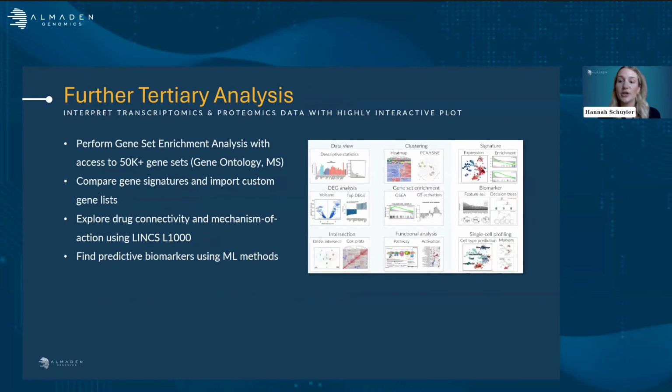You can also do tertiary analysis on the software. Some important analyses that researchers often do are gene set enrichment analysis, comparing gene signatures, and exploring drug connectivity. These are all different types of reports that can be done within the software.